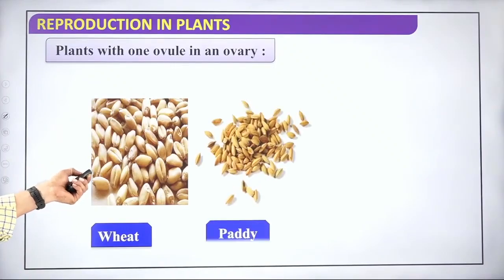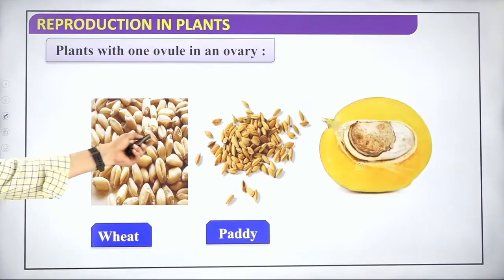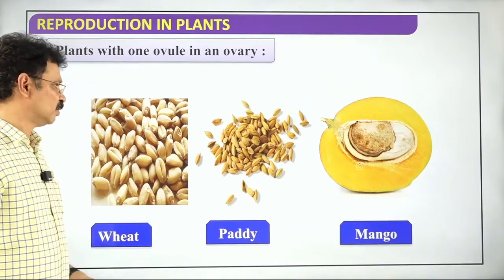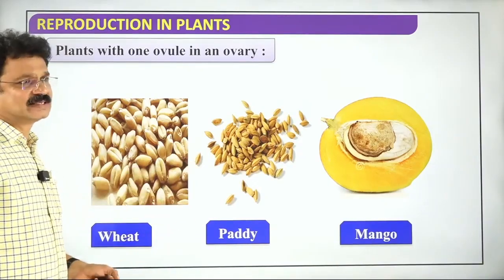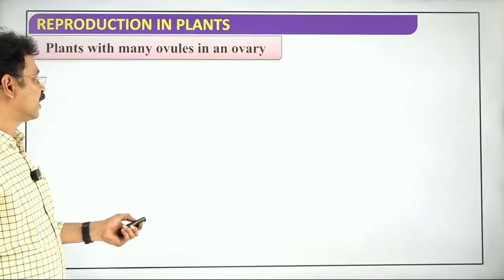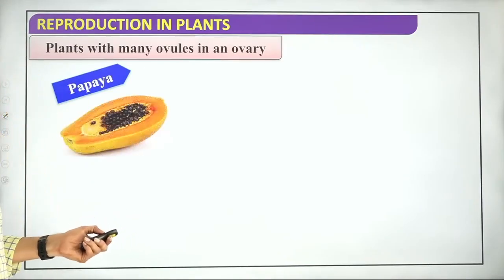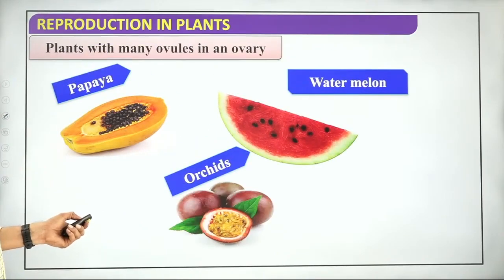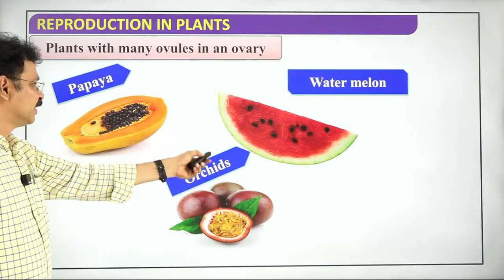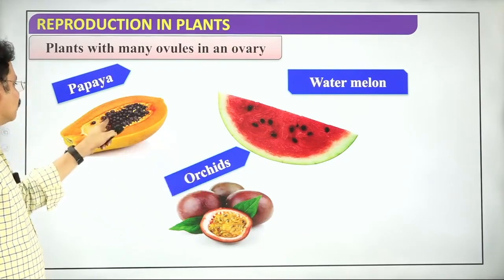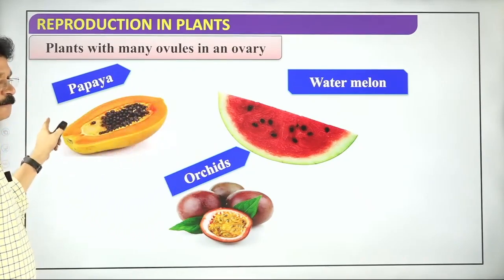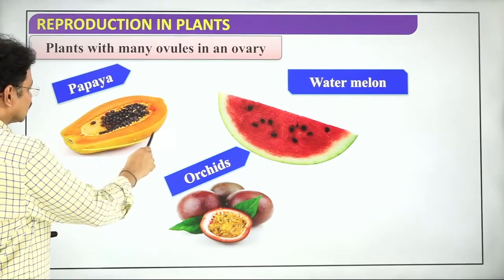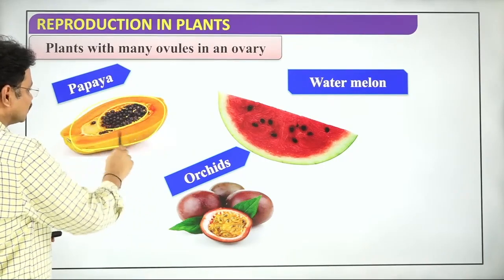Already you learned about these concepts in the last class. Monocot members, wheat, paddy, and a dicot member, mango: in every fruit only one seed is there. The reason for this arrangement is a single ovule present in each ovary. Whereas in papaya, watermelons and orchids, the number of seeds is many in each fruit. Reason: the number of ovules is also many in each ovary. Before fertilization, this is the ovary, it is the ovule. After fertilization, the ovary becomes a fruit and ovules develop into seeds.